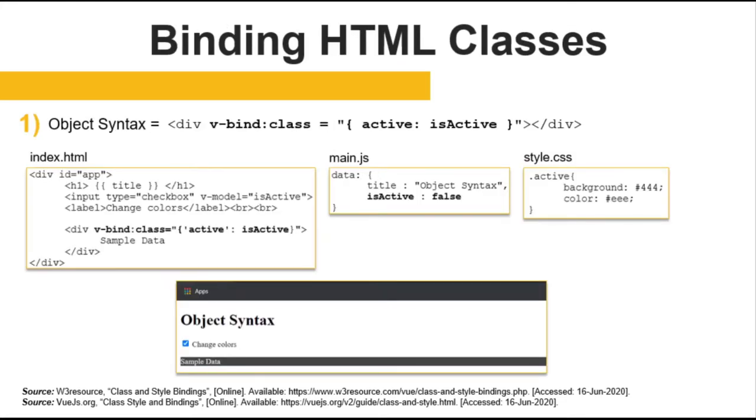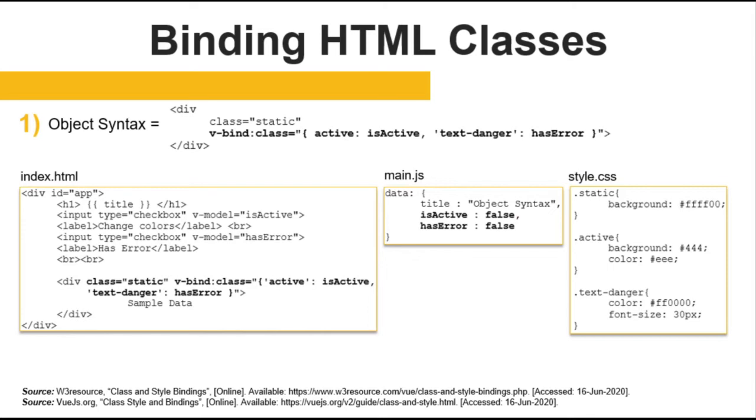Binding HTML classes. We can pass an object to v-bind:class to dynamically toggle classes. The given syntax means the presence of the active class will be determined by the truthiness of the data property isActive, by toggling the checkbox. That is why we use the v-model and assign the active data property to the checkbox. You can have multiple classes toggled by having more fields in the object.